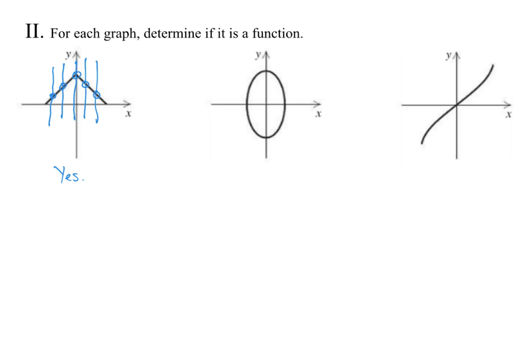If we come to our second example, I want to know if this is a function. Here is a vertical line. Note that it crosses the graph at more than one point. It crosses twice. And I just need to find one single line that does this in order to disprove function. So this is not a function.